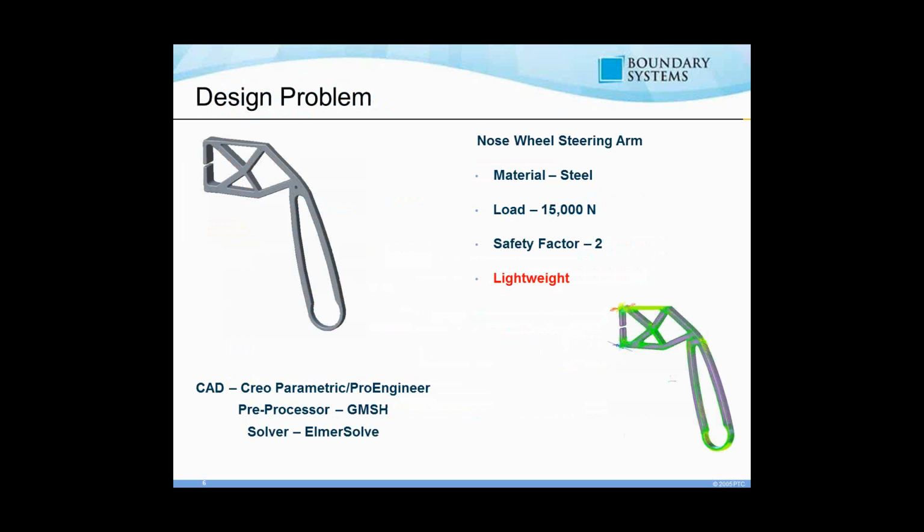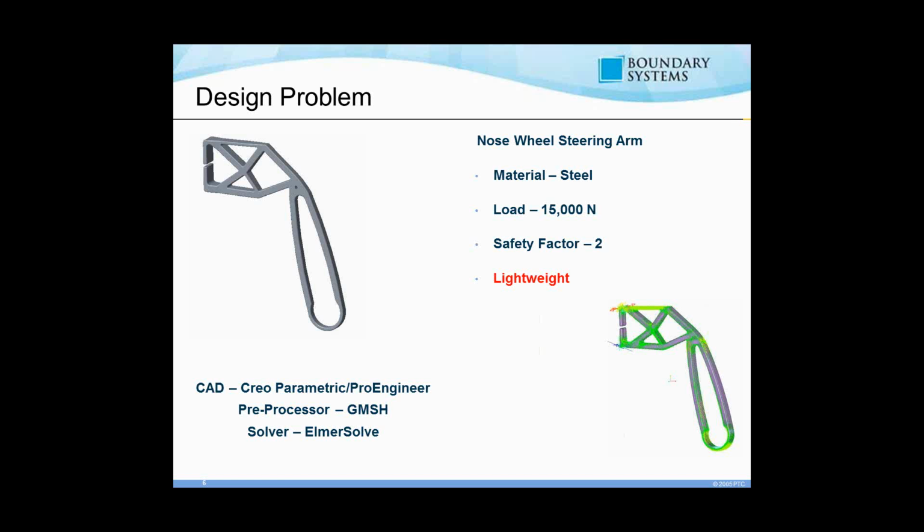Okay, so in diving into this webinar, there was a particular design challenge that we had to overcome, and we used Optimus in this live case study. We're going to talk about this and see how Optimus was able to help out with it. This particular design problem is a nose wheel steering arm for an aircraft nose wheel. We had some design parameters. We knew the material had to be steel. We knew what the load was. And since this is going on an aircraft, it has to be as light as possible.